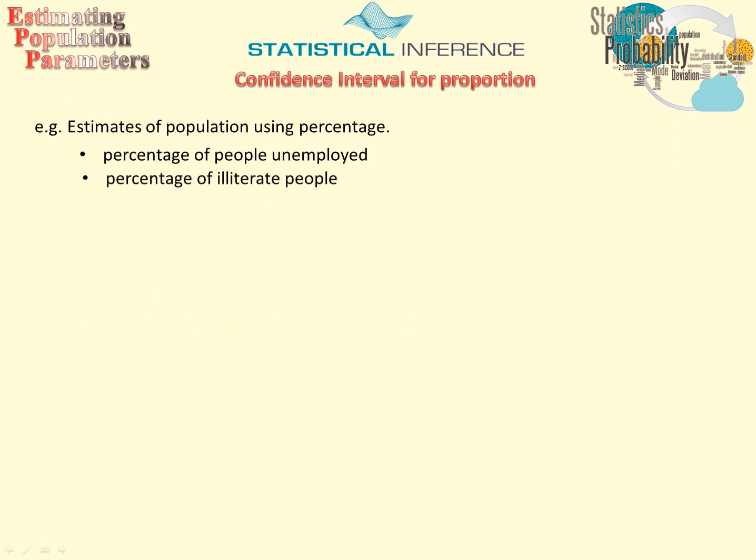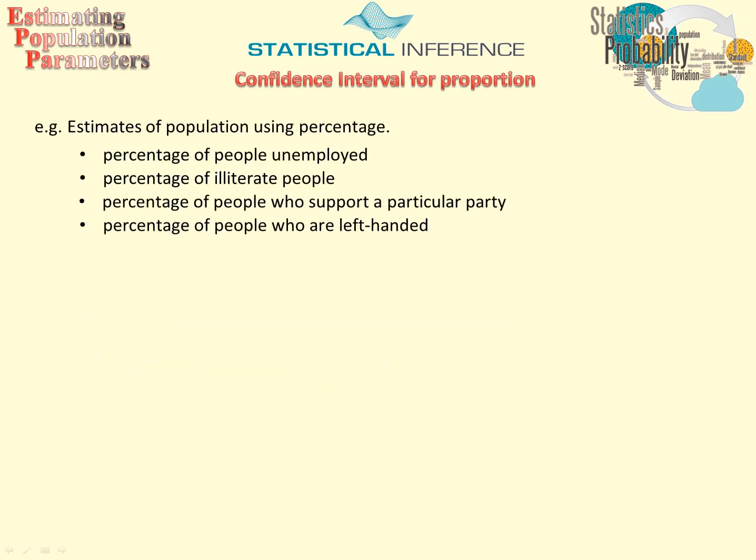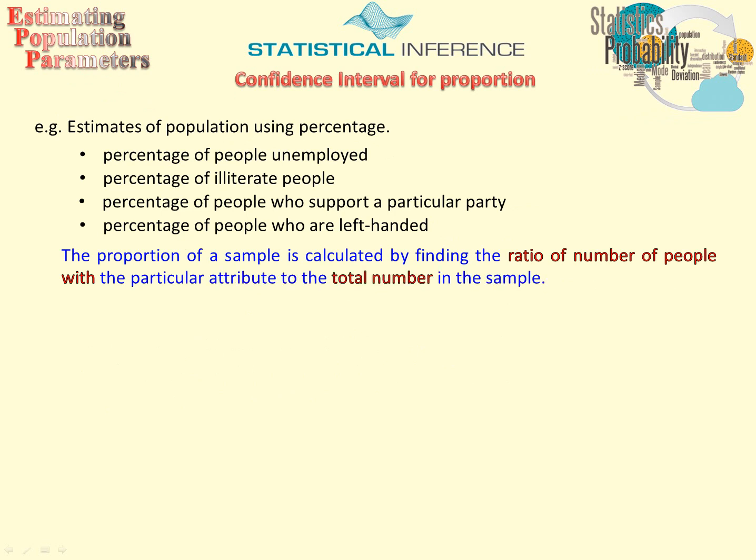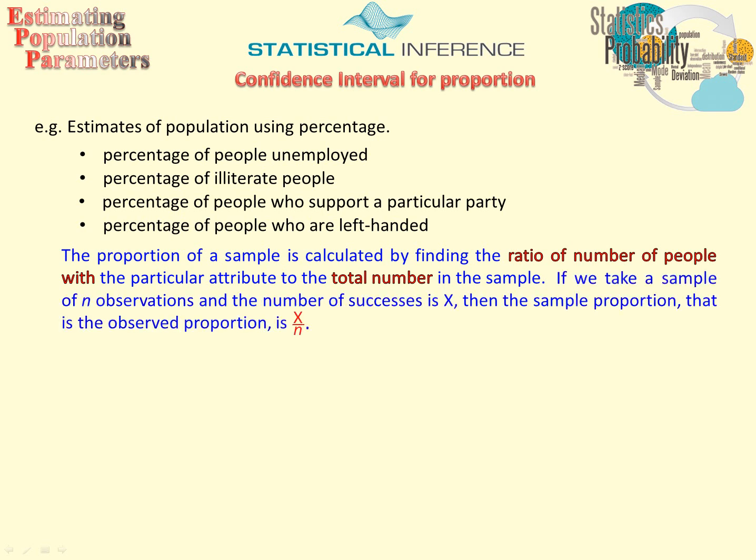Confidence interval for proportion. So now this is where we're actually estimating proportions, 15 to 20% are such and such. The proportion of the sample is calculated by finding the ratio of the number of people with the particular attribute to the total number of the sample.